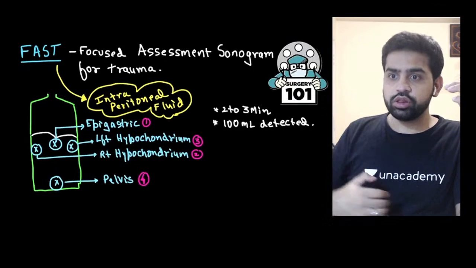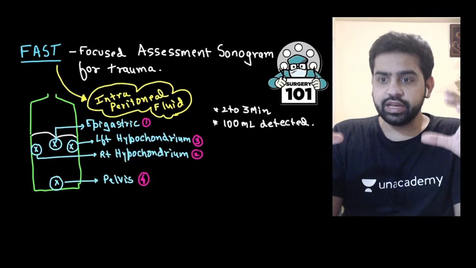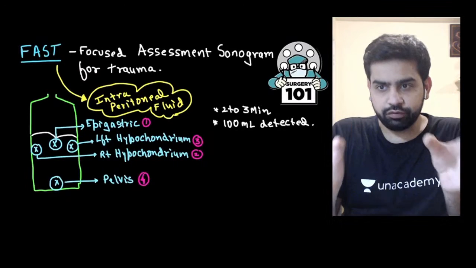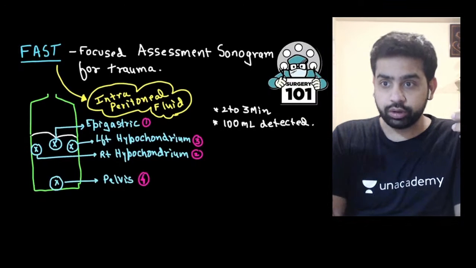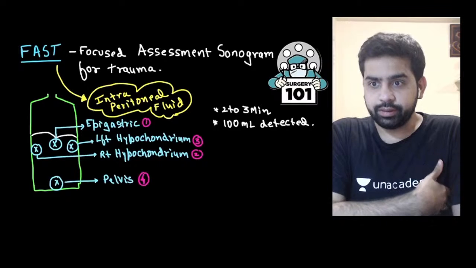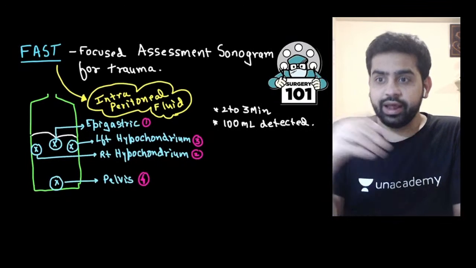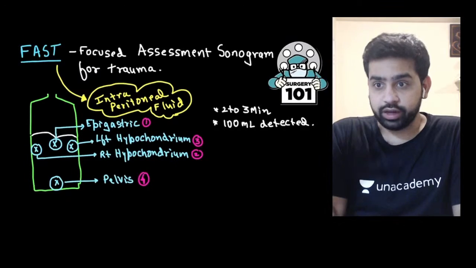Now, when you keep this USG probe in the epigastric region, what are you looking for? You're looking for any fluid in the pericardial space, so you are looking for a pericardial fluid collection. Then when you keep the probe in the right hypochondrium, you're looking for the fluid around the liver. In the left hypochondrium, you're looking for the fluid around the spleen. And the pelvic region, because that is the most dependent area. Whatever the fluid, it can get deposited in the pelvis, and that is why that is the 4th position.